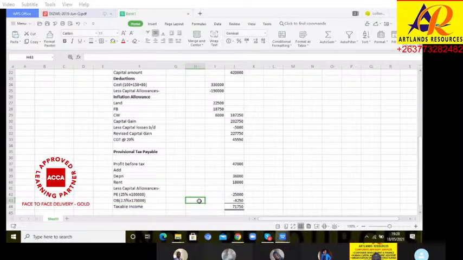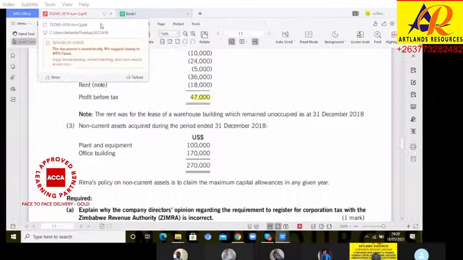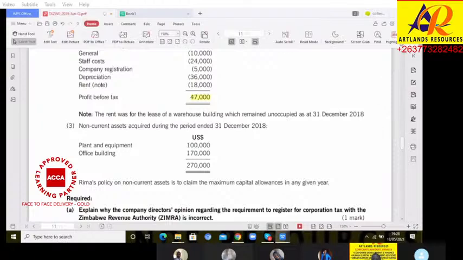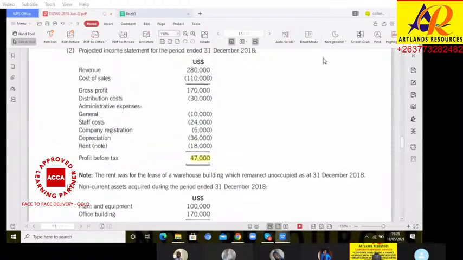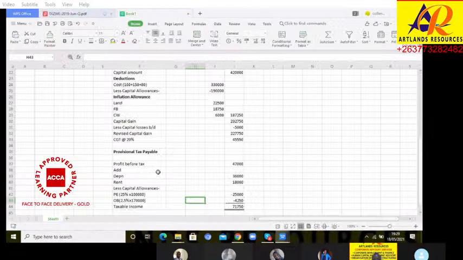The company registration is part of my prohibited deduction. Let me check. Yes, my company formation cost, my prohibited deductions, you are right.